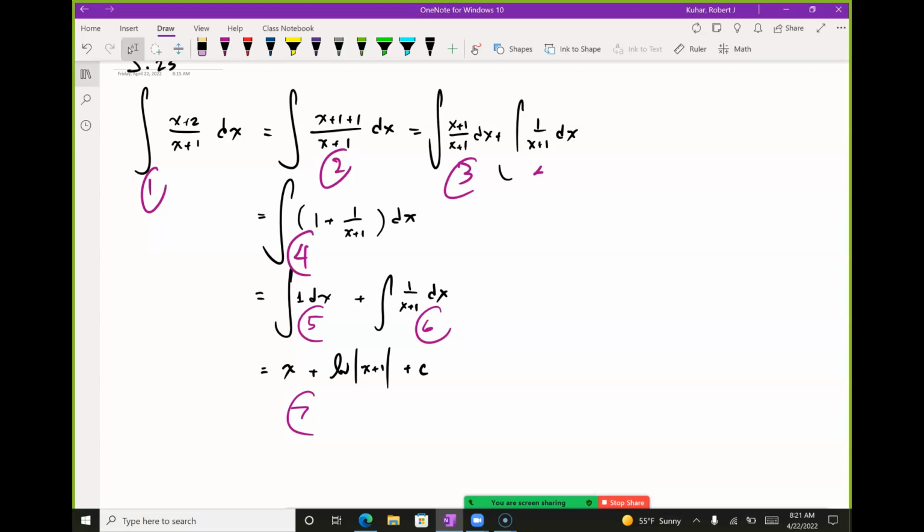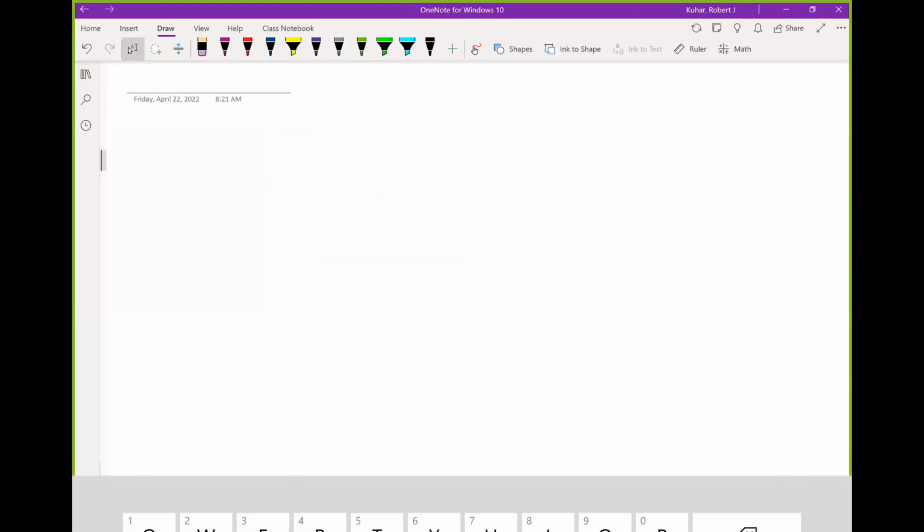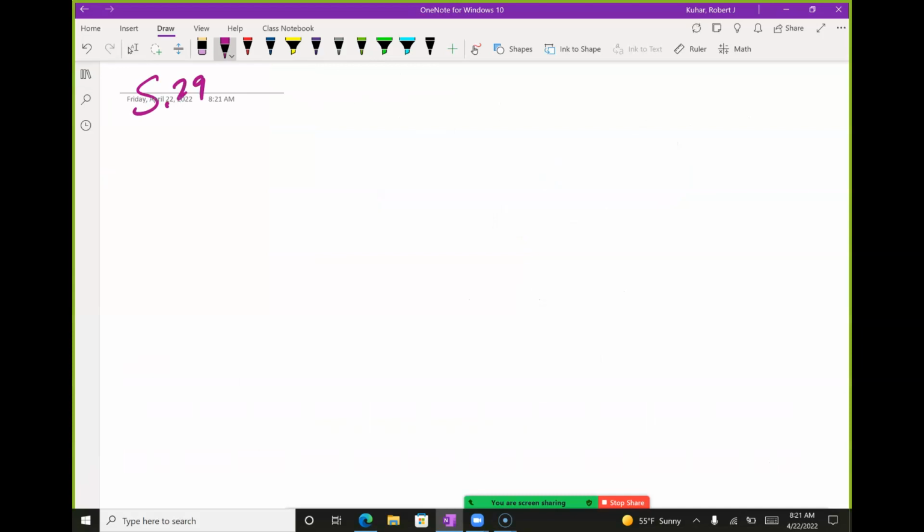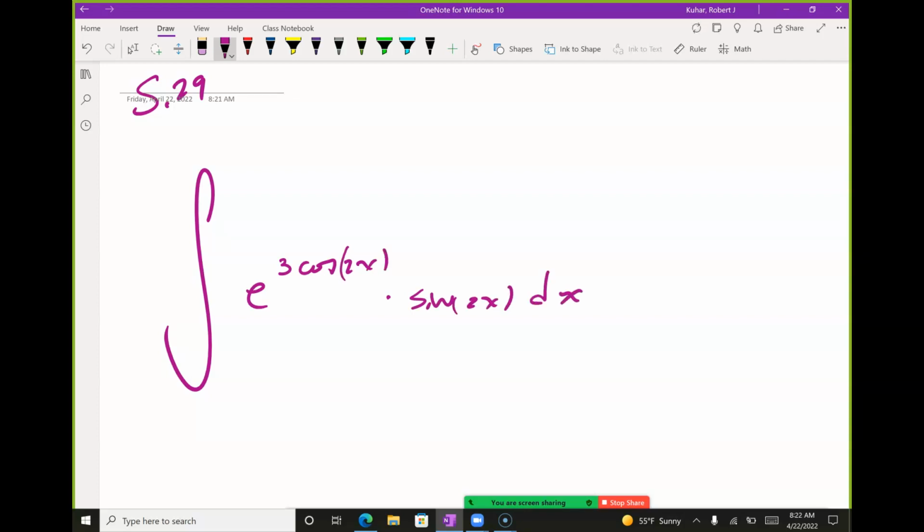This is 29. We've got the integral of e to the 3 cos of 2x times sine of 2x dx. This is one of those where you see two of my methods at the same time. I have a function and I see its derivative, but I also have a clear inside. In fact, the inside has an inside, right?